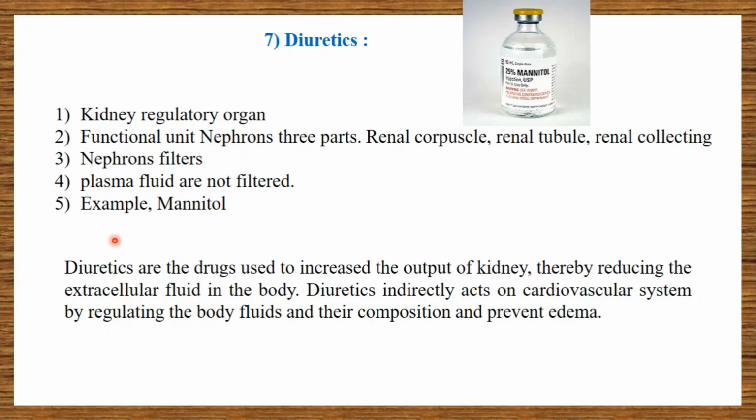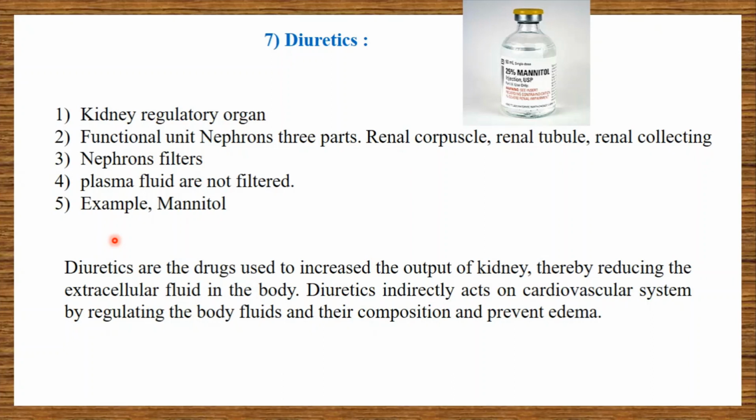So the osmotic diuretics are low molecular weight compounds. Osmotic diuretics form a hypertonic solution and cause water to pass from blood to tubule, producing a diuretic effect. For example, mannitol and urea.